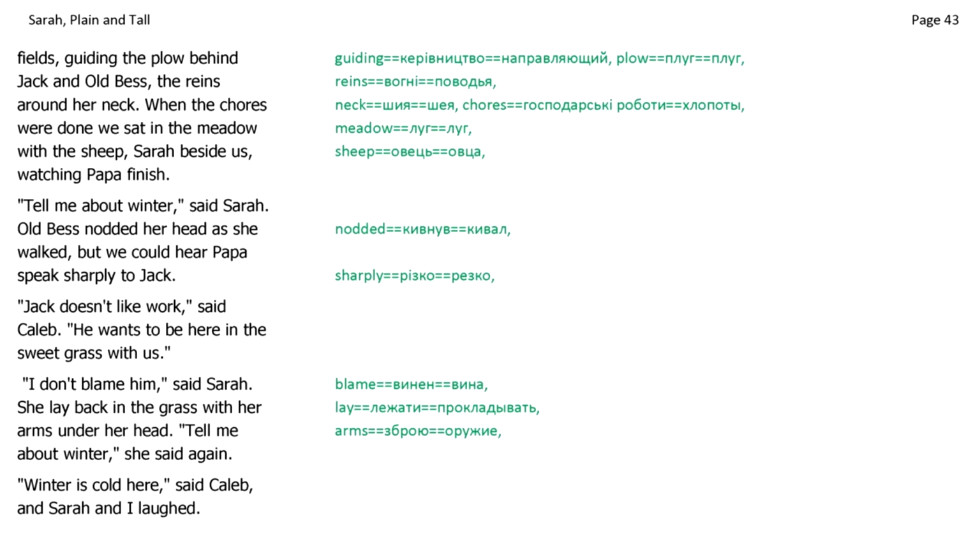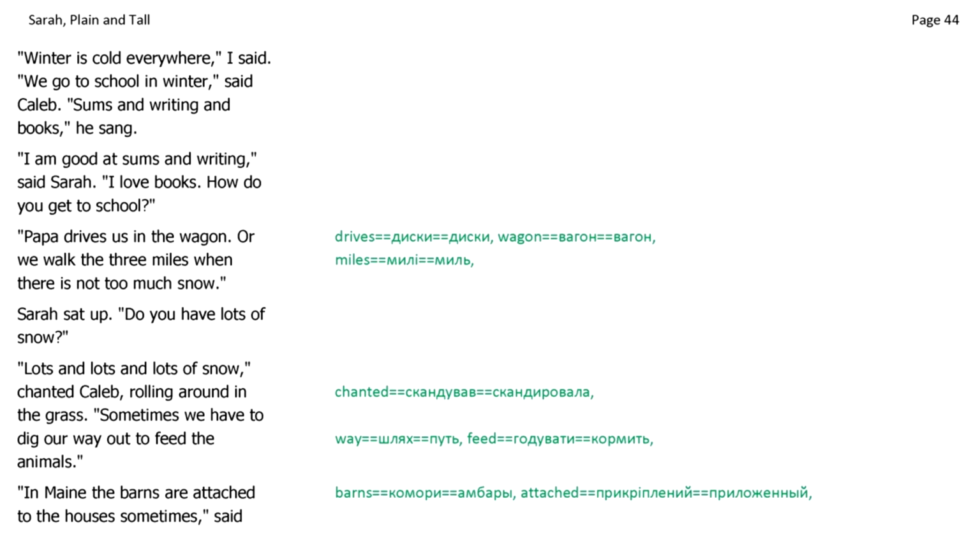"Winter is cold here," said Caleb, and Sara and I laughed. "Winter is cold everywhere," I said. "We go to school in winter," said Caleb. "Sums and writing and books," he sang. "I am good at sums and writing," said Sara. "I love books. How do you get to school?" "Papa drives us in the wagon, or we walk the 3 miles when there's not too much snow." Sara sat up. "Do you have lots of snow?" "Lots and lots and lots of snow," chanted Caleb, rolling around in the grass. "Sometimes we have to dig our way out to feed the animals."